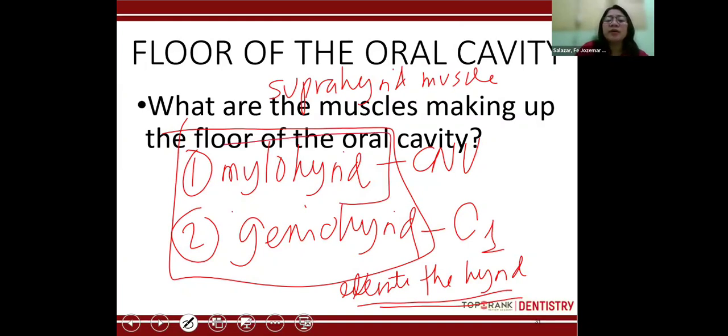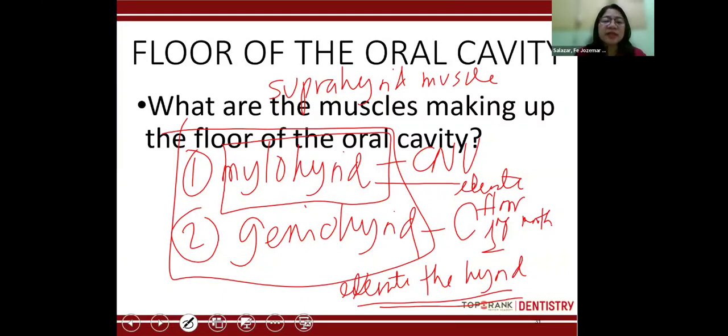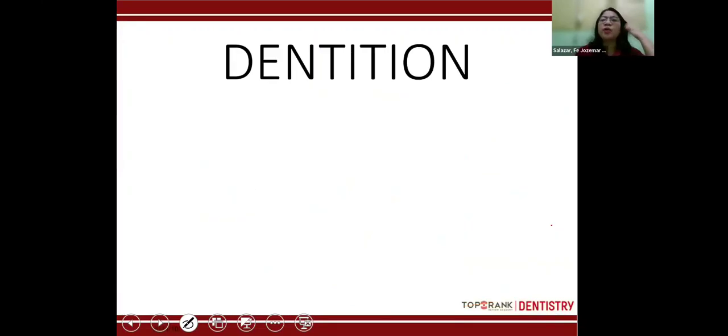But the mylohyoid has another action aside from elevating the hyoid. What other action does the mylohyoid have? It's to elevate what? Elevate the, yes, the floor of the mouth. Yes, or the floor of the oral cavity. So again, all suprahyoid muscles will elevate the hyoid bone. But the mylohyoid muscle can also elevate the floor of the mouth, or the floor of the oral cavity. Okay, so we're done with the oral cavity.